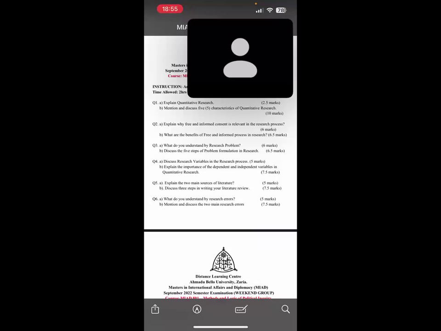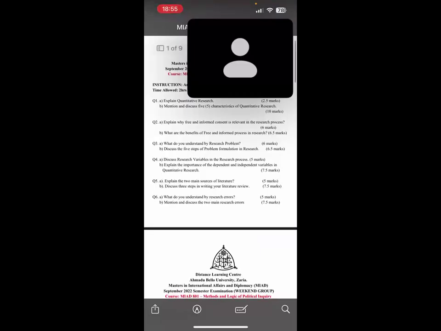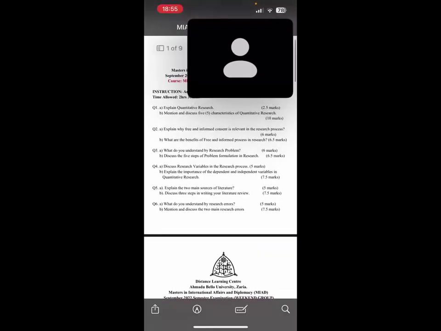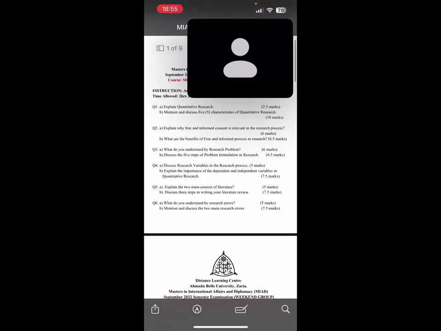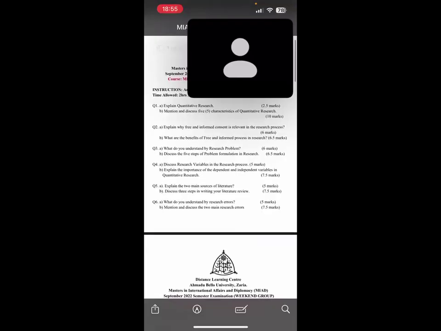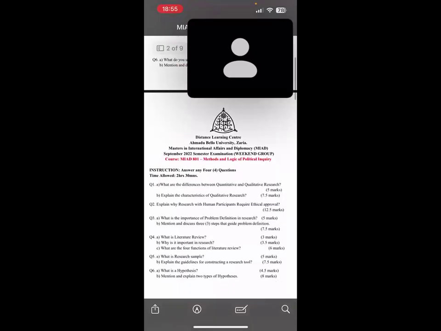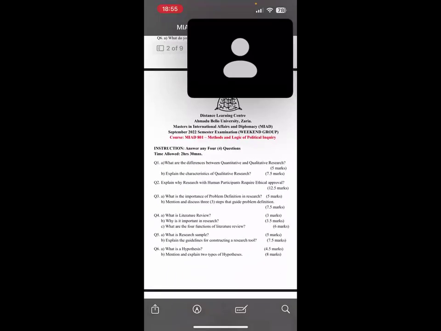I'm using the phone. I think question 5B. What is the 5? Discuss 3 steps in writing your literature review. No, this is under literature review. This is question 3. What is question 3? What do you understand by research problem? No, that is not research design. I don't think there's anything about research design here. Let's proceed to this one.